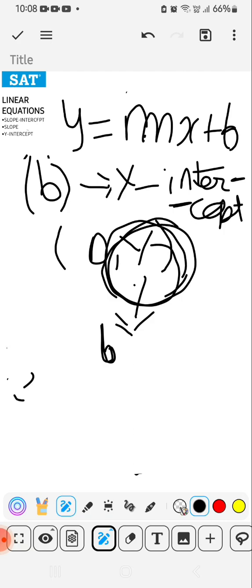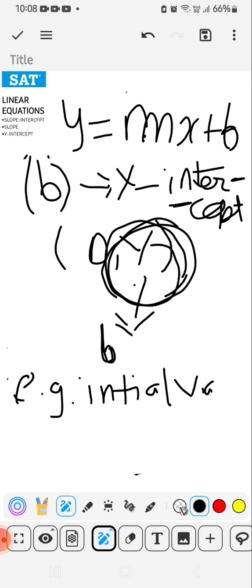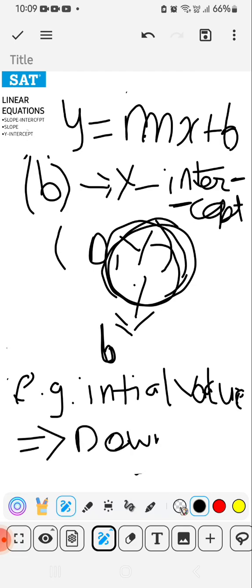You can say an example is the initial value. It can be a down payment, whatever thing you are giving. Let me write in short form, down payment. So it can be a down payment. You are initially paying for whatever thing you are buying.